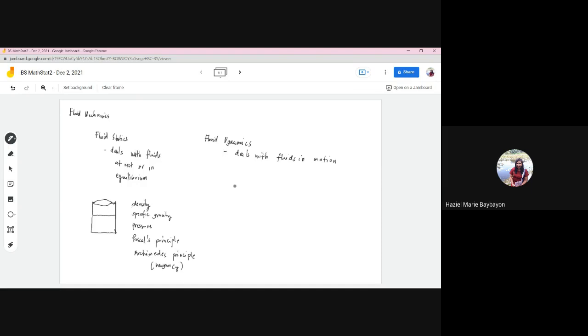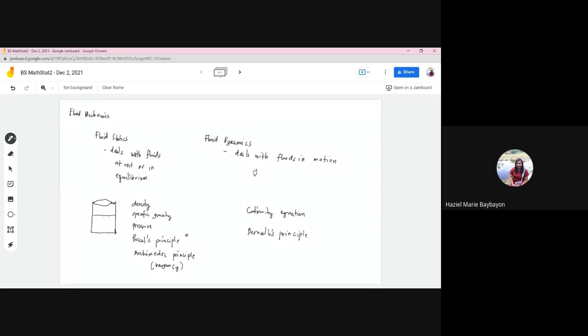So for fluid dynamics, we will be dealing with fluids in motion, with velocity v. Fluids in motion are governed by these principles. We have the continuity equation, which talks about the flow rate of, for example, water or gases. And then we also have Bernoulli's principle, which is a consequence of the conservation of energy principle that we have learned in the previous topics. Okay, so let us individually discuss these things.